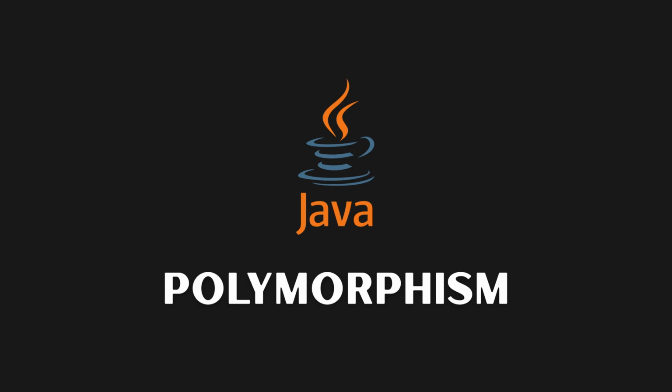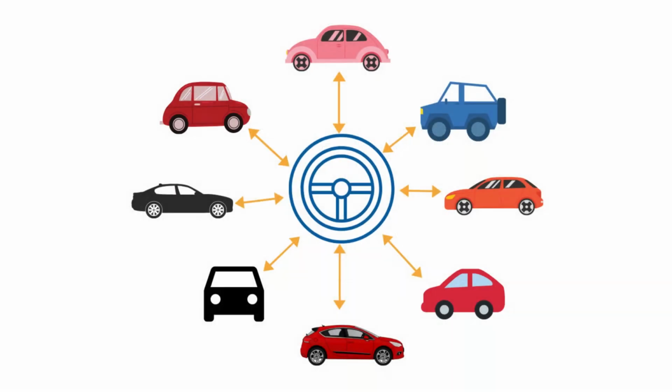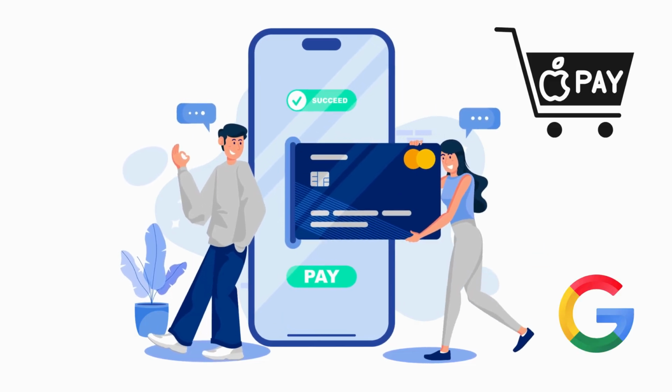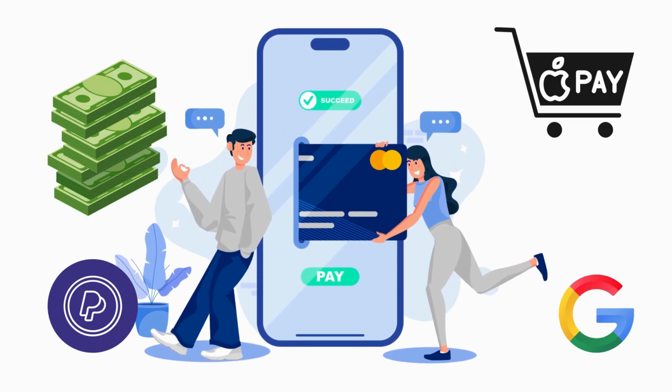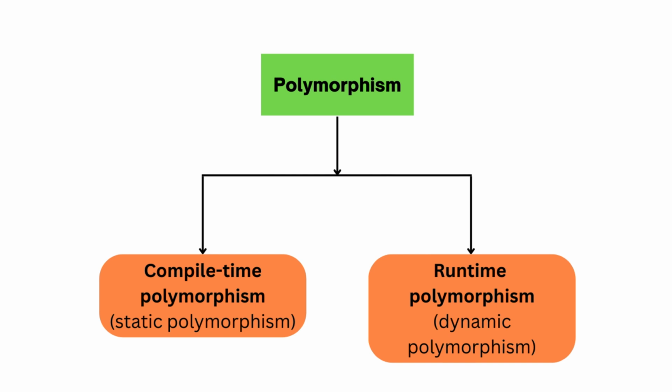So what is polymorphism? The word polymorphism literally means poly is many, morph is forms. It means the same thing can take many forms. For example, a payment can be done by Apple Pay, Google Pay, UPI, card or cash. But no matter how you pay, the action is always the same, making the payment. There are two types of polymorphism, static polymorphism and dynamic polymorphism.